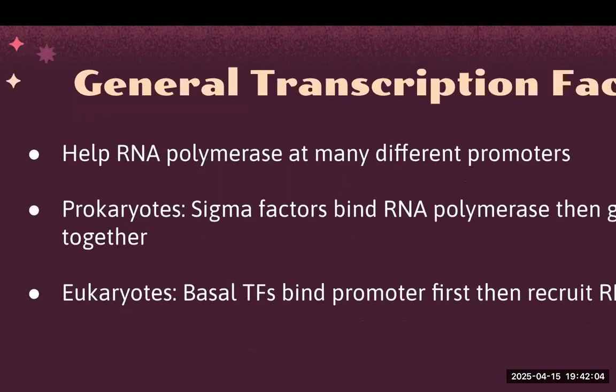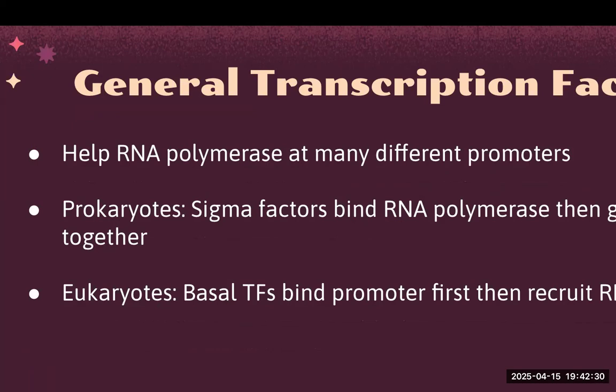All right, there are general transcription factors. These help RNA polymerase at different promoters. In prokaryotes, you'll see sigma factors. These bind the RNA polymerase first, and then together they go to the DNA. So they basically help that polymerase get to the DNA. Without it, it wouldn't know where to go.